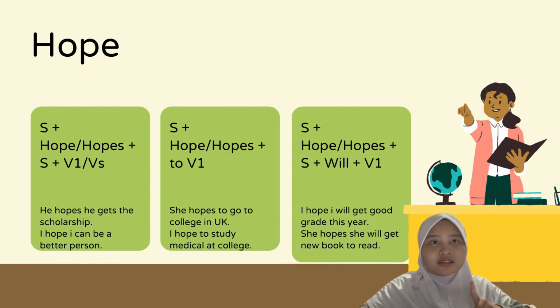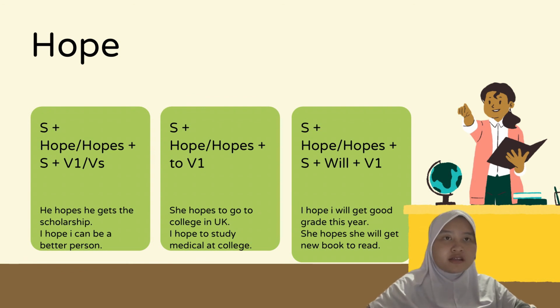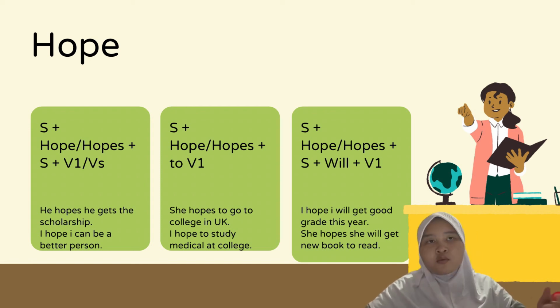But before we continue, I'll tell you a fact about can. If you use can with every subject, the following verb is always verb 1. Even if we change the subject to he or she, it'll always be followed by verb 1. And in here, the verb 1 is be. And a better person is the complement. Why we use hope in the sentence is because I'm optimistic that I can be a better person.